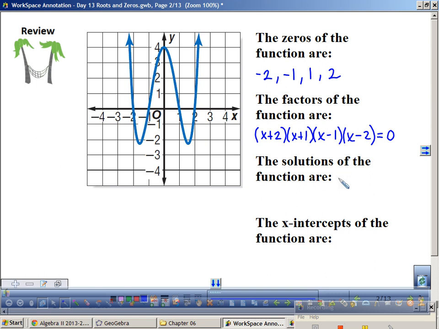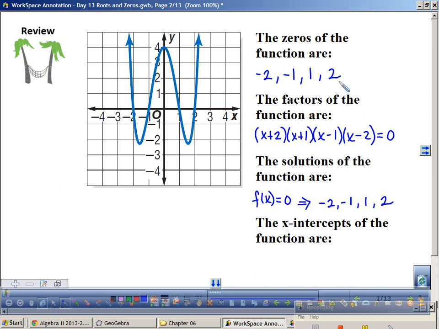The solutions of the function are, so where f of x is 0, means I plug in a value for x and I get a 0. What are the solutions? Negative 2, negative 1, positive 1, positive 2. These answers are the same. Zeros are the same as solutions. Solutions are the same as zeros.